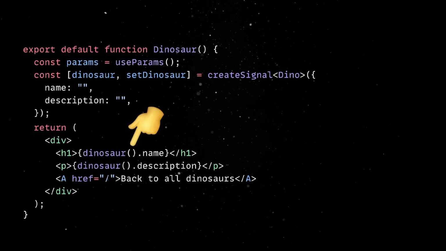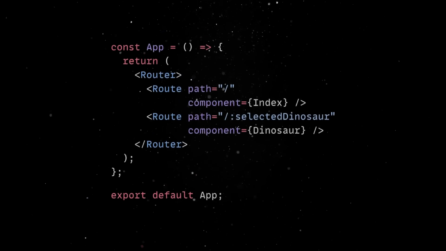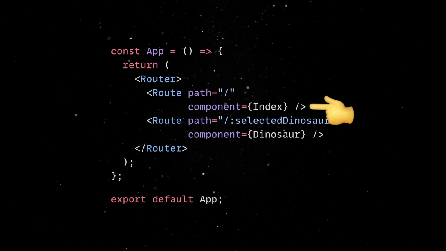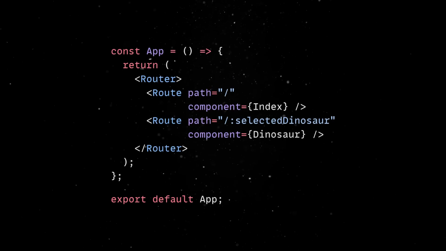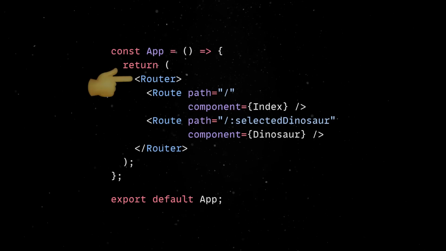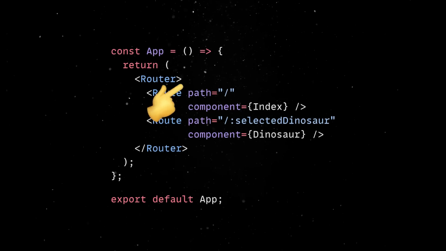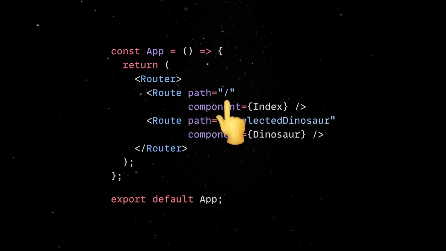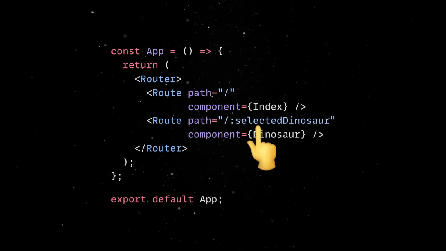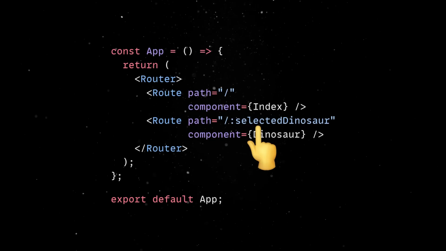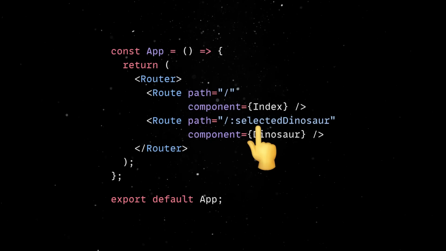misleading at first. To tie it all together, we'll update the app.tsx file, which will serve both the index and dinosaur pages as components. The app component sets up our routing configuration using the Solid.js router, defining two main paths: the index route for our dinosaur list and a dynamic route for individual dinosaur pages. The selected dinosaur parameter in the route path creates a dynamic segment that matches any dinosaur name in the URL.